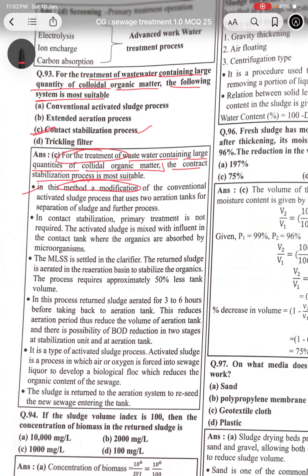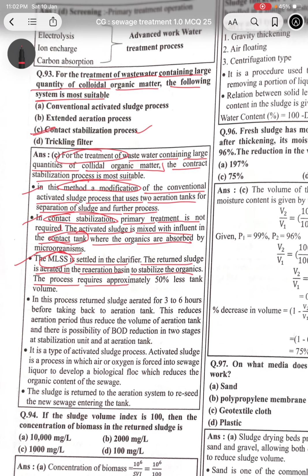This method is a modification of the conventional activated sludge process that uses two aeration tanks and separation of sludge. In contact stabilization, primary treatment is not required. The activated sludge is mixed with the influent in the contact tank, where the organics are absorbed by the microorganisms. MLSS is settled in the clarifiers. The returned sludge is aerated in a re-aeration basin to stabilize the organics.